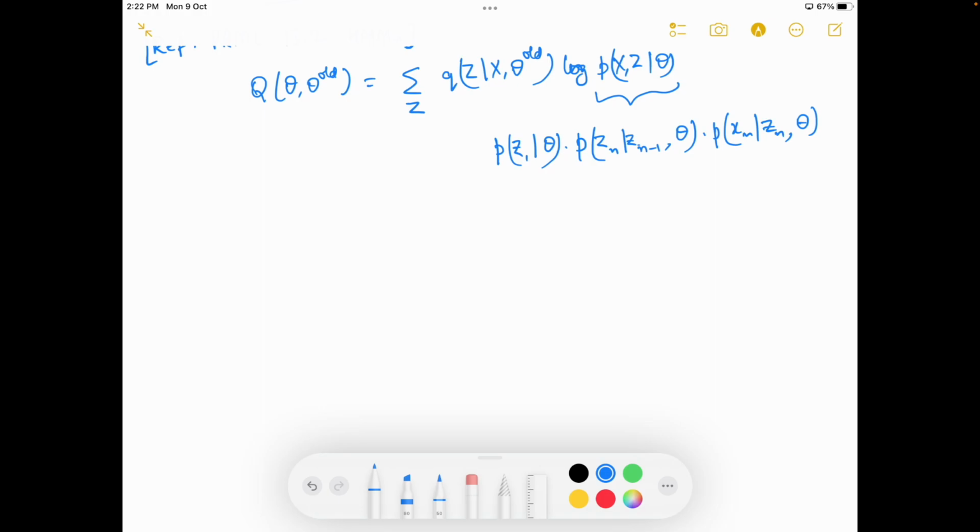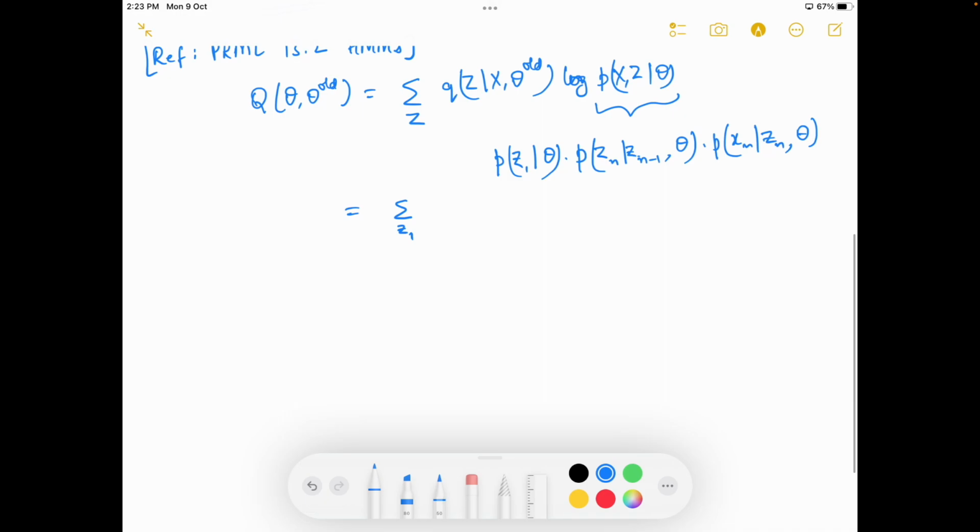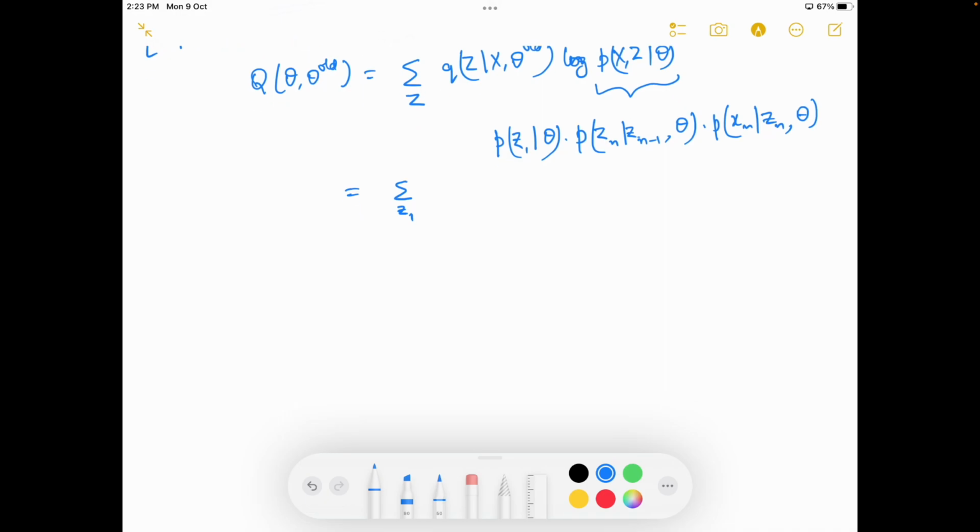Let's consider every term one by one, because it's log of a product. So we can say log of this plus log of this plus log of this. Let's take the first term, log of p of z1 given theta. Then in the q of Z term, everything else will marginalize, and only the z1 term will remain. So it will be equal to summation over z1 only. z1 can take k values, say summer, winter, spring, and rainy, 4 seasons. So z1 can take 4 values, meaning the weather today could be one of those 4 values.